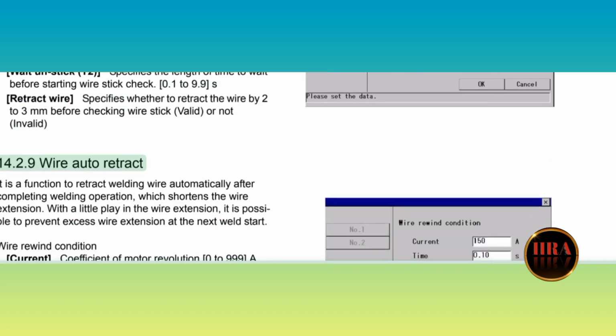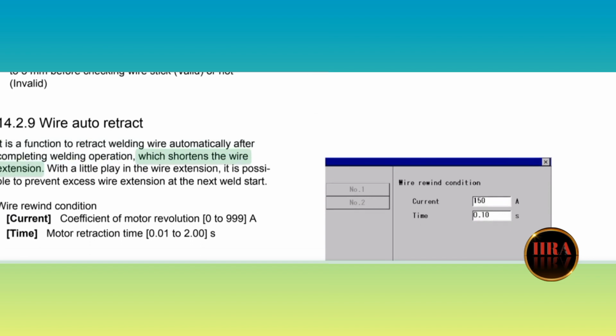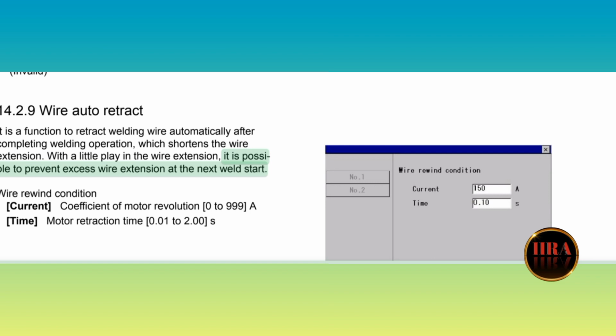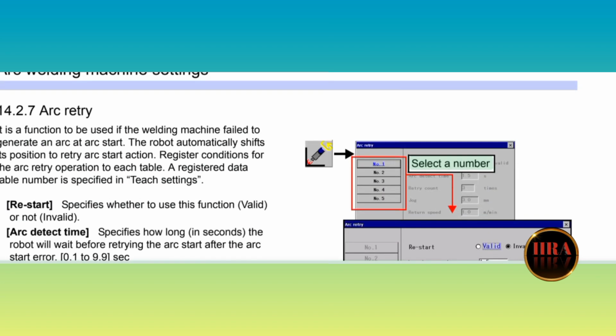14.2.9 Wire auto retract. It is a function to retract welding wire automatically after completing the welding operation, which shortens the wire extension. With a little play in the wire extension, it is possible to prevent excess wire extension at the next weld start. Wire rewind condition: current, coefficient of motor revolution, 0 to 999; time, motor retraction time, 0.01 to 2.00 s. Select a number. Arc welding machine settings.